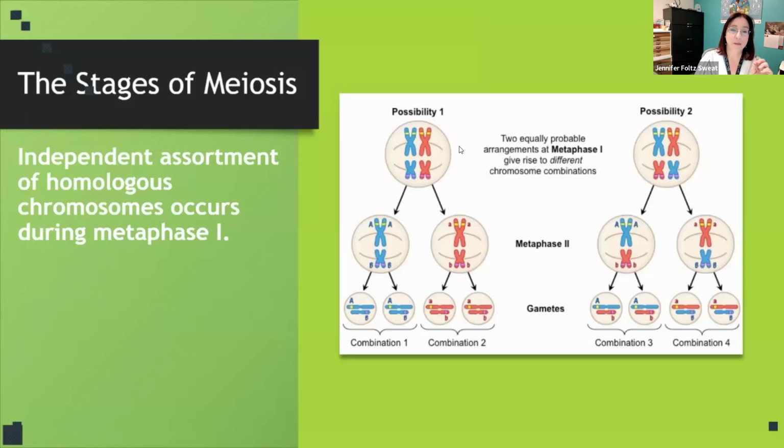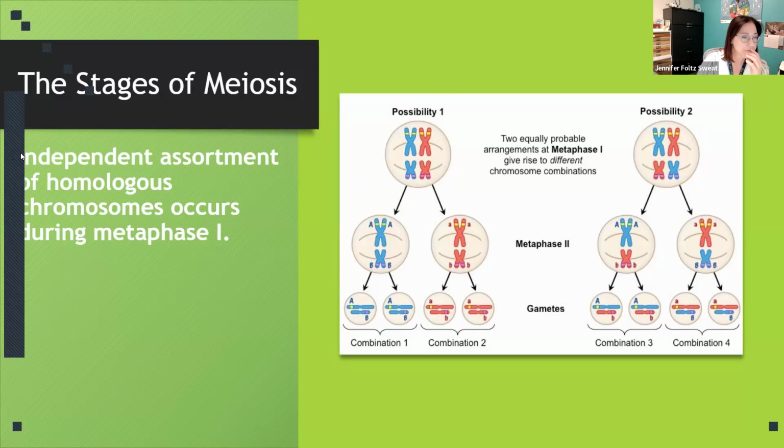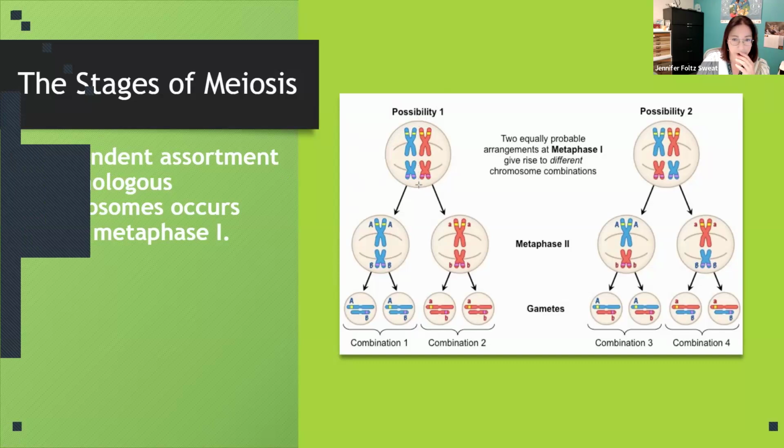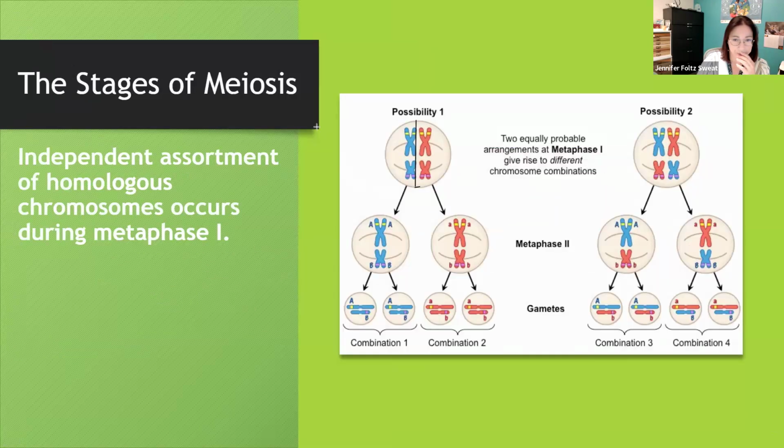So let's look at this, possibility 1. So we have red long sister chromatids homologous to the blue, red short homologous to the blue short, right? They're lined up on either side of the equator. The equator would be going right through the middle here. I'm going to draw a line to help you picture that. Okay, so here is the equator. Now you get the general idea. So we have long red, short red on one side, long blue, short blue on the other.